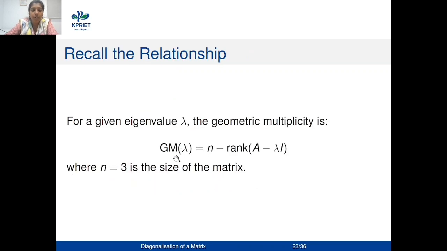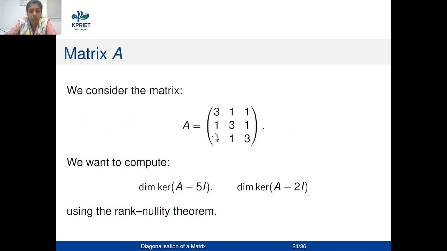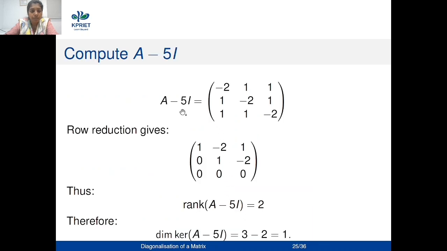Now let us find the geometric multiplicity using the rank nullity theorem. So for the given matrix, let us find the geometric multiplicity. Let us take A minus 5I. For this matrix, using the row reduction process, this matrix has been reduced to this form, where the rank of this matrix is 2 and the dimension of the kernel is nothing but the number of 0 rows. So the dimension of the kernel of this matrix is 1. So the geometric multiplicity for the eigenvalue 5 is 1.